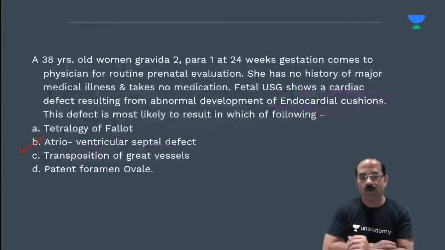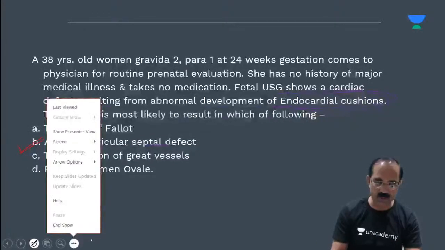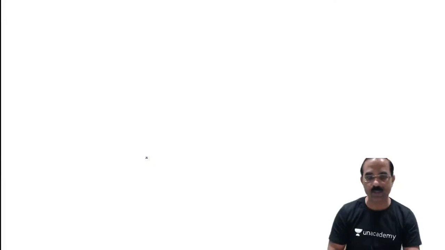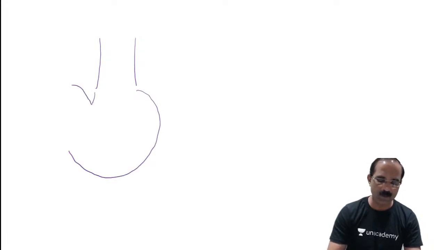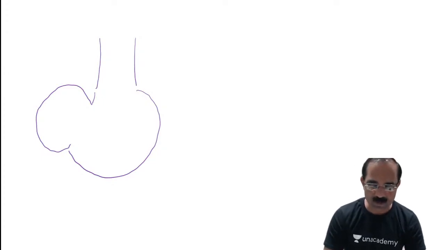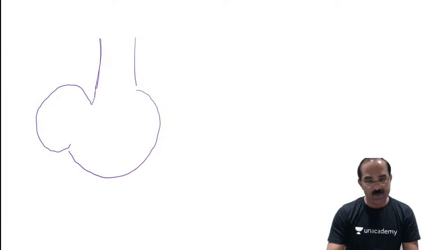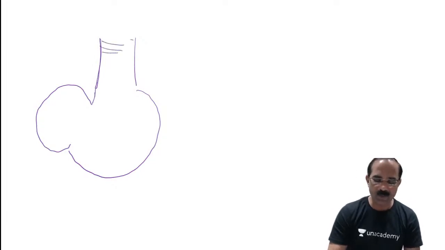And how do you get a TOF? How do you get a TOF, students? Tetralogy of Fallot. How is this Tetralogy of Fallot formed? This is another very important thing that you should know. Now tell me, what is the first chamber of the heart? The first chamber of the heart is the truncus arteriosus. And in this truncus arteriosus, a septum is formed like this.